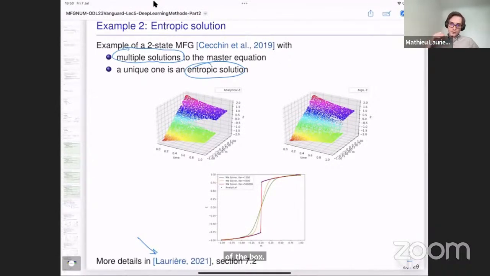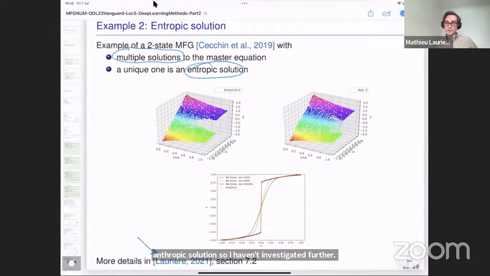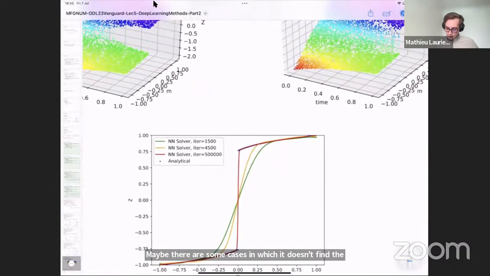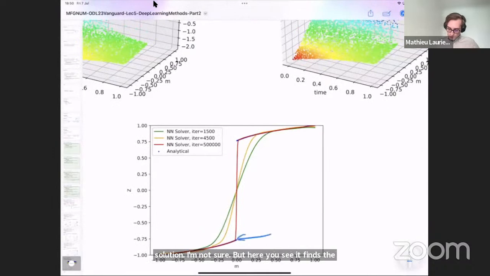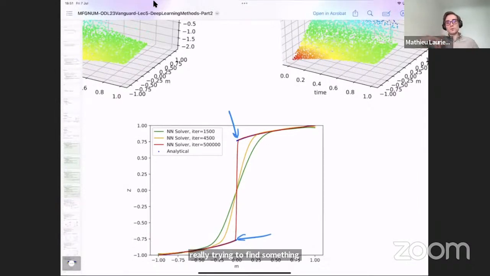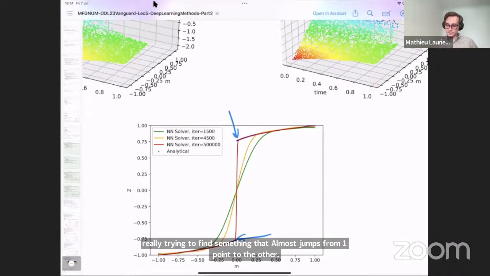you change the model, you change the definition of the game, and it's going to find the entropic solution. So I haven't investigated further. That seems to be an interesting feature. Maybe there are some cases in which it doesn't find the solution, I'm not sure. But here you see it finds this entropic solution, which is discontinuous. So the entropic solution has an analytical formula. It is discontinuous. And the poor neural network cannot do something discontinuous because the activation functions are C infinity. So it cannot do anything discontinuous, but it is really trying to find something that almost jumps from one point to the other as we increase the number of iterations.